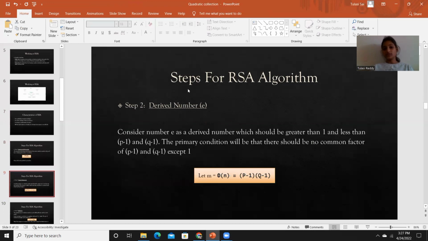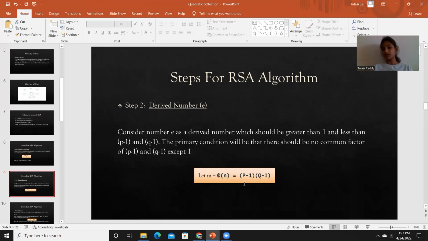Coming to the second step, that is the derived number E. Consider number E as a derived number which should be greater than 1 and less than P minus 1 and Q minus 1. The primary condition is that there should be no common factor of P minus 1 and Q minus 1 except 1. So the second step says derived number. We will be taking P minus 1 and Q minus 1.